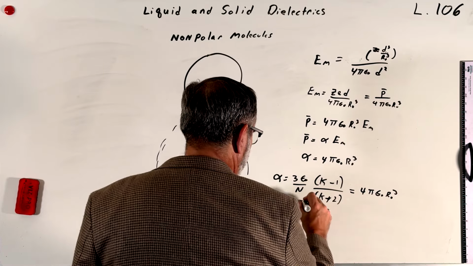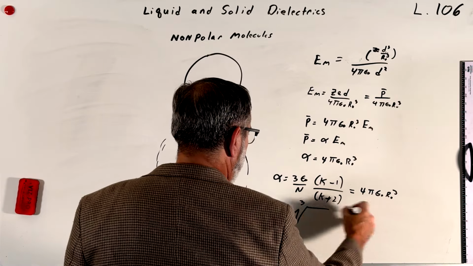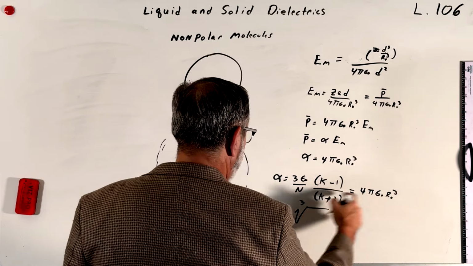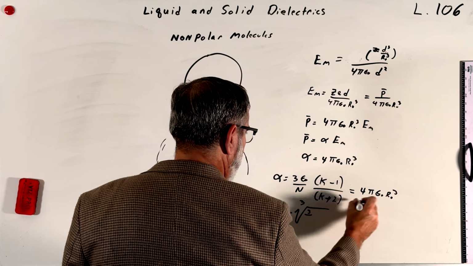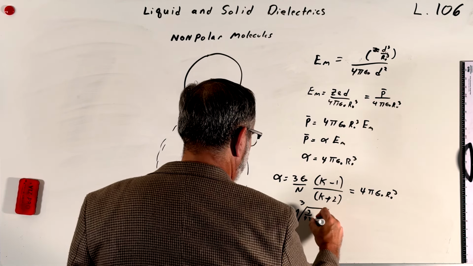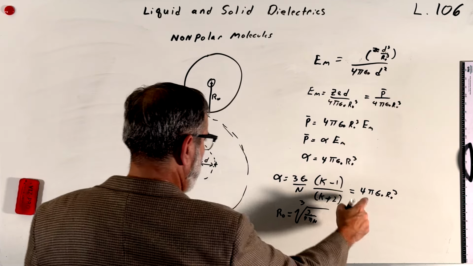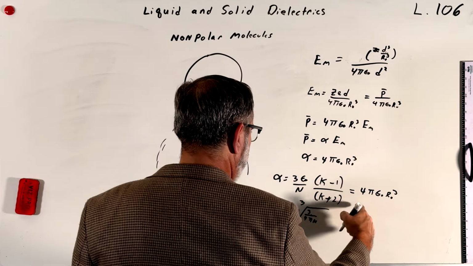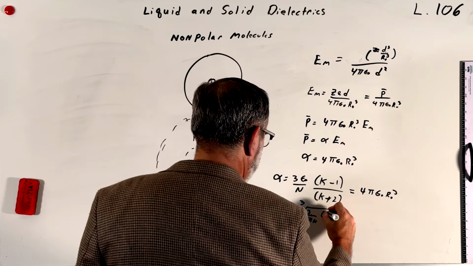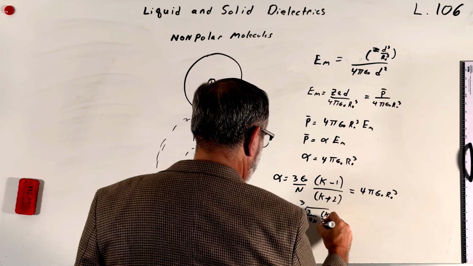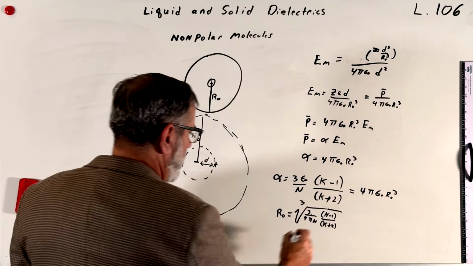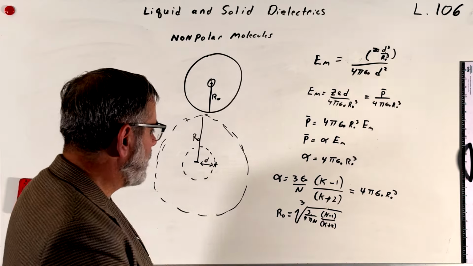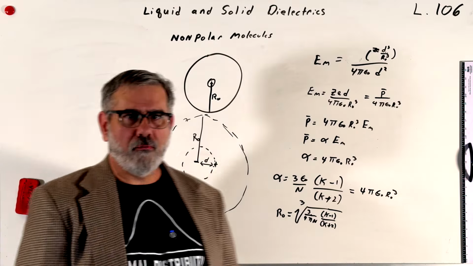So it's going to be the cube root of, we'll have 3, the epsilon naughts will cancel, so I guess we'll have 3 over 4 pi n, right, times kappa minus 1 over kappa plus 2. Yeah, something like that. So we can use this formula, right? That will give you the radius of an atom, right?